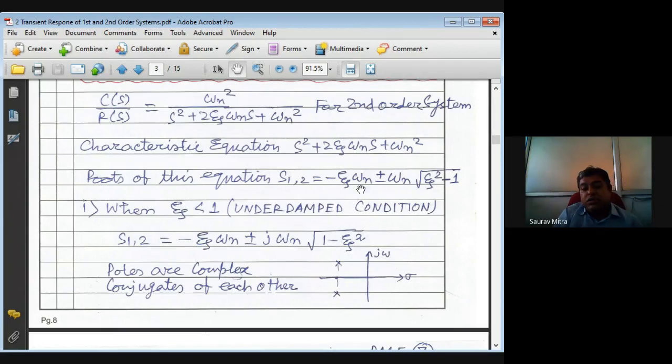In the same roots, if you substitute zeta equal to 0, this part becomes 0, that is zeta omega n.